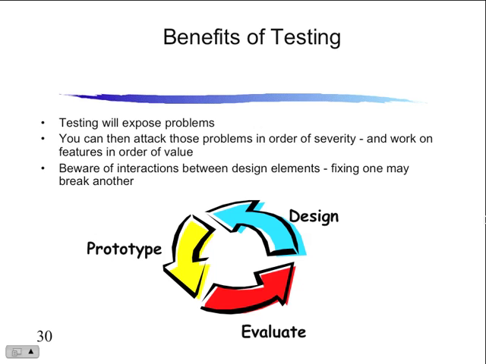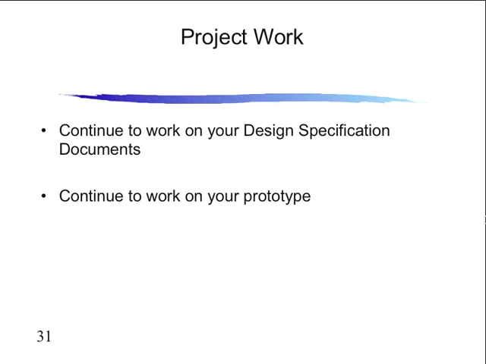It's a learning process. And here's the picture of the learning process where we design, we prototype, we evaluate, we go back to the design stage. We go, okay, change the design, make the control to the left, to the right, change the position, change the color of something. So it will expose problems, hopefully. And then you can attack the problems in hopefully some sort of organized manner. And then work on the features, and then go back, fix another one. So fixing one feature might break another feature, something of that nature.